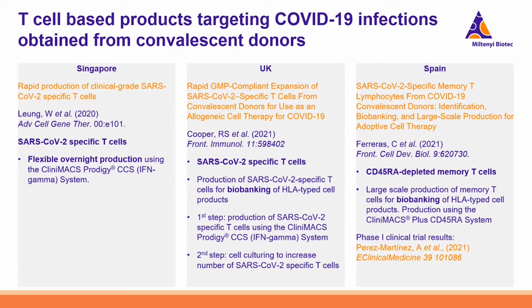The publication from Kuba et al. describes a process that also starts with the enrichment of virus-specific T cells using the CliniMACS Cytokine Capture System. The difference to the previous publication is that here a culturing step is added to increase the harvest of virus-specific T cells. The final products can be provided within a biobank. The third publication by researchers from Spain also describes the generation of cell products for biobanking. However, here, memory T cell products are provided that are generated using the CliniMACS Plus CD45RA system. Infusion of these cells in COVID-19 patients has been previously published by Antonio Perez and his collaborators.